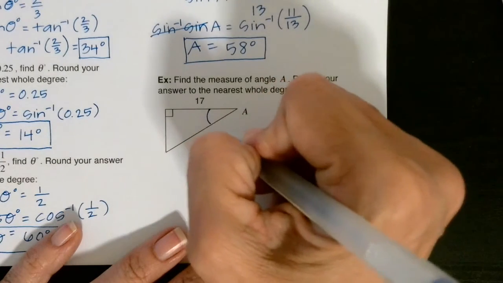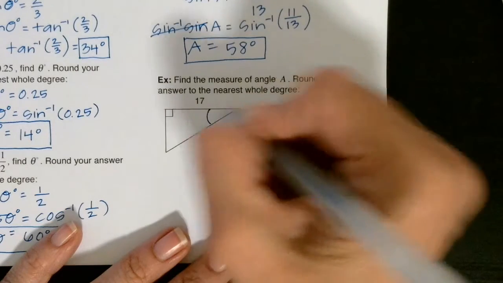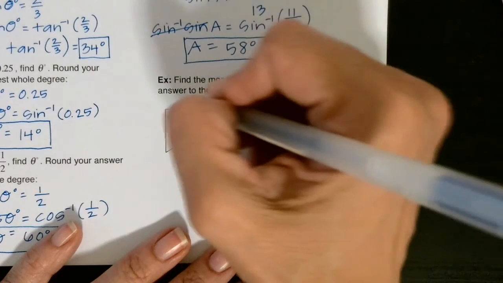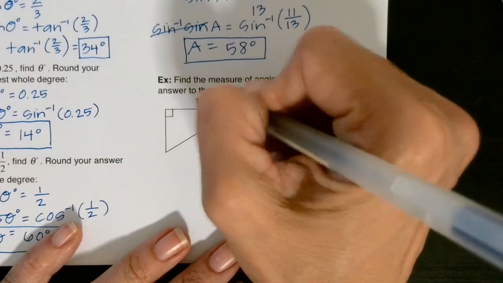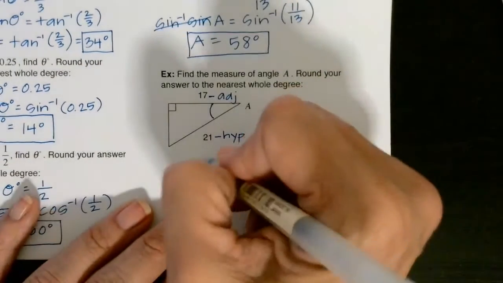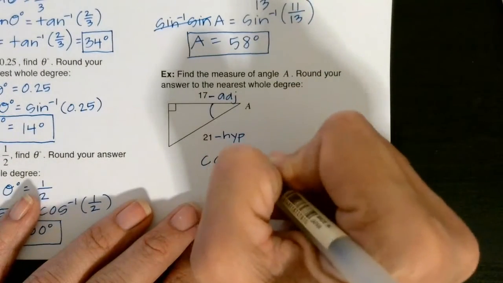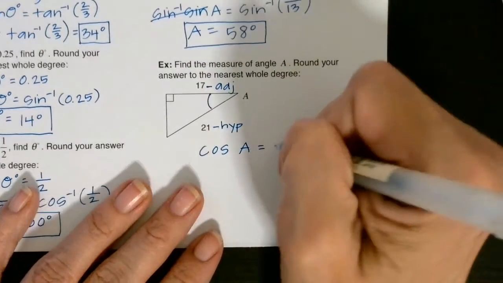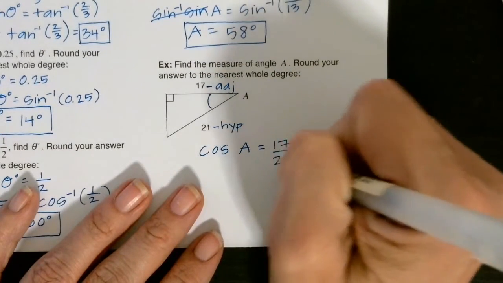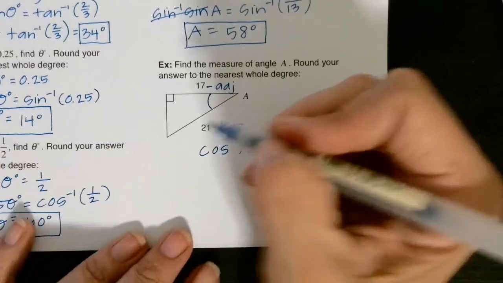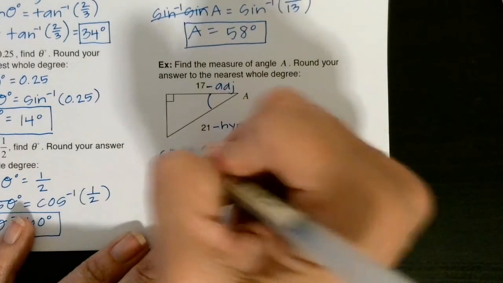This time I have the hypotenuse, and since the side of angle A is being touched by that, that's the adjacent, so that's going to be cosine. Cosine of angle A equals 17 over 21. So then I'm going to do inverse cosine on both sides.